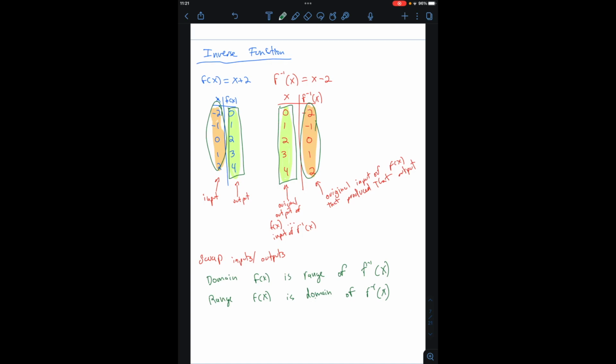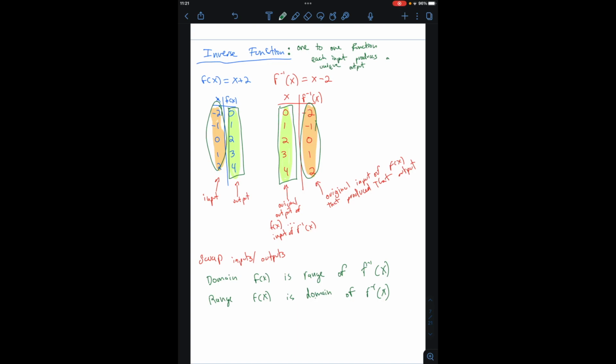And for a function to have an inverse, it needs to be a 1-to-1 function. Okay, so each input produces a unique output. Okay, because to be able to invert it and still be a function, that needs to be the case. And we'll see what happens with this in a minute.